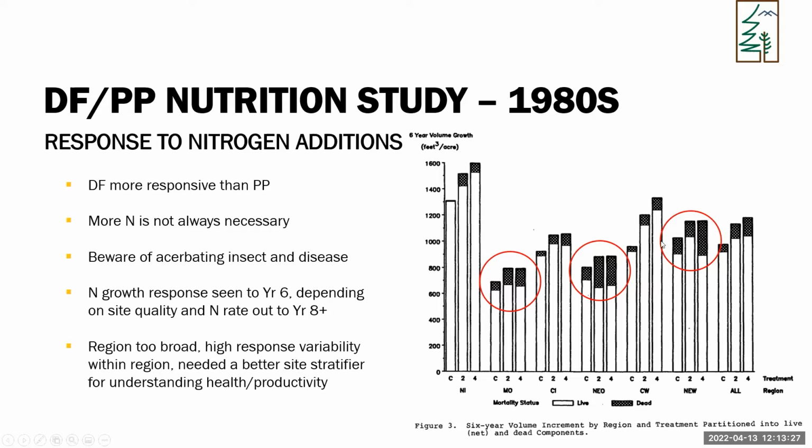I'll try to get my mouse. What you'll see is we added more nitrogen. We have a response, but look at the mortality response. What's going on there? In other words, the very thing that we were trying to prevent, we were causing. So why would we get such a response, that putting more nitrogen on is not always best?